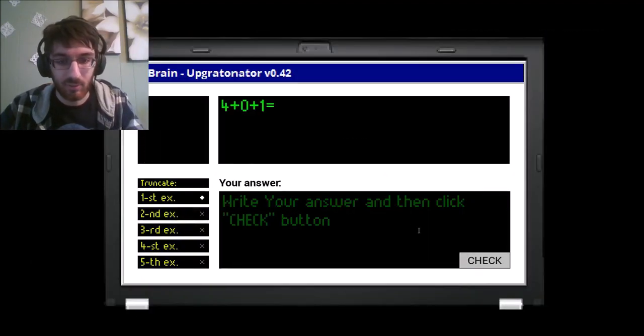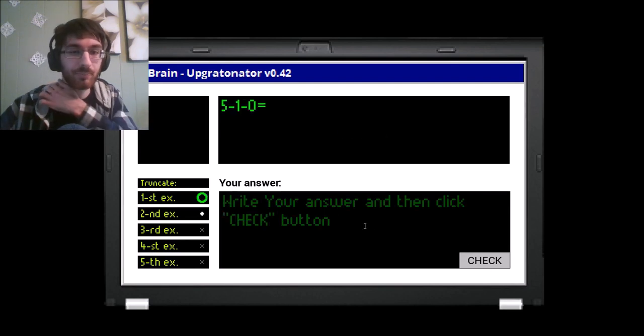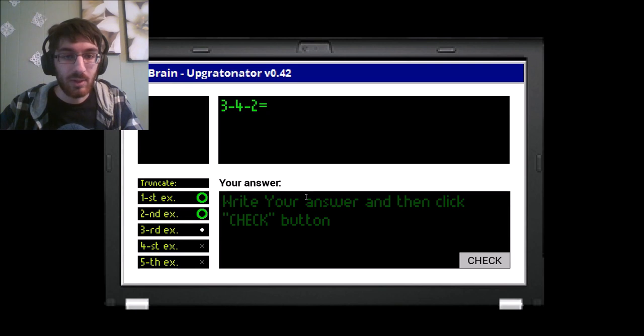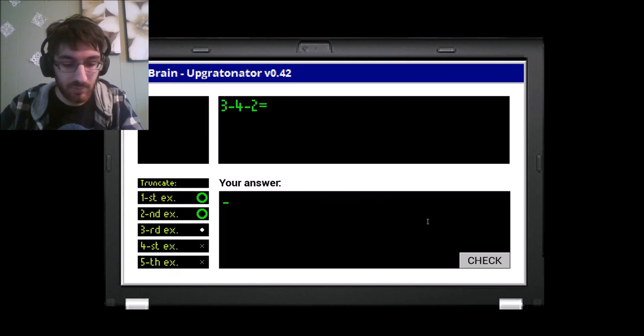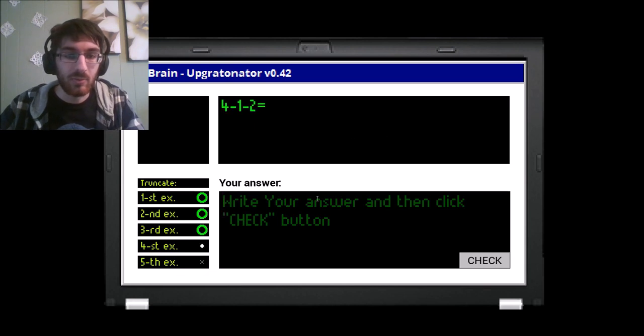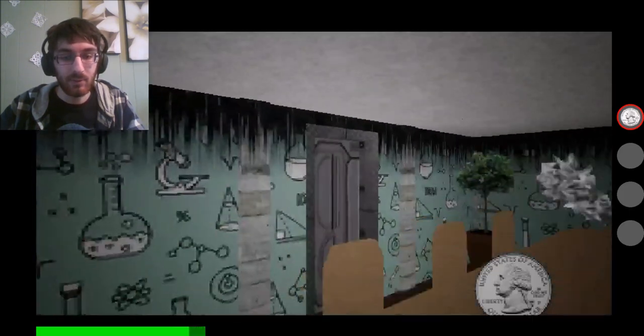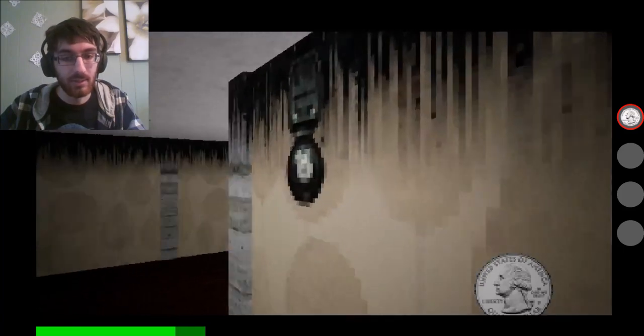Okay, this one is 5. This one is 4. This one is 3 minus 4 is negative 1, negative 3. This one is 4 minus 1 is 3 minus 2 is 1. Okay. 5, 4, negative 3, 1, as in nothing.